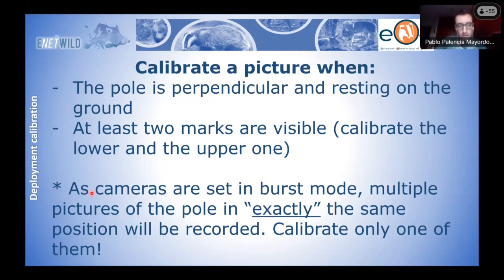Another important point is that cameras, as Tancredi explained before, are set in burst mode. We have more than one picture of the pole exactly in the same location, because we have a batch of pictures. We need to calibrate only one of them. So to repeat, we calibrate a picture when the pole is perpendicular and resting on the ground, when at least two marks are visible, and when the pole is moved from one location to the other. So don't calibrate two pictures with the pole in exactly the same location.